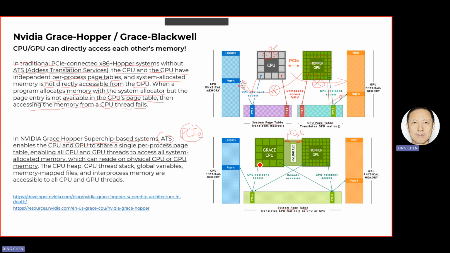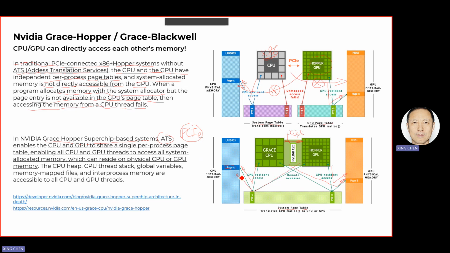If the CPU needs to read a virtual address, it is going to look up this page table, and it's going to find out this physical address. It can go and read this data here. This happens with the CPU memory and also happens with the GPU memory. And this same story is going to happen with the GPU. It can read this GPU memory and it can read this CPU memory.